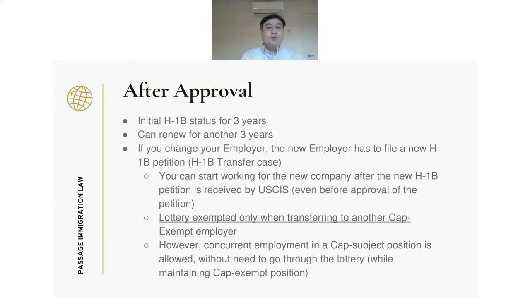So what happens after approval is the same. Cap-subject and cap-exempt, the same. You will have an initial 3-year H1B status, and you can renew for another 3 years. But there's a tricky issue when you are considering a transfer, meaning at some point during your H1B, you may have a good job offer and change employers to a new firm or organization. So I'm going to spend some time explaining the tricky issues in H1B transfer cases.